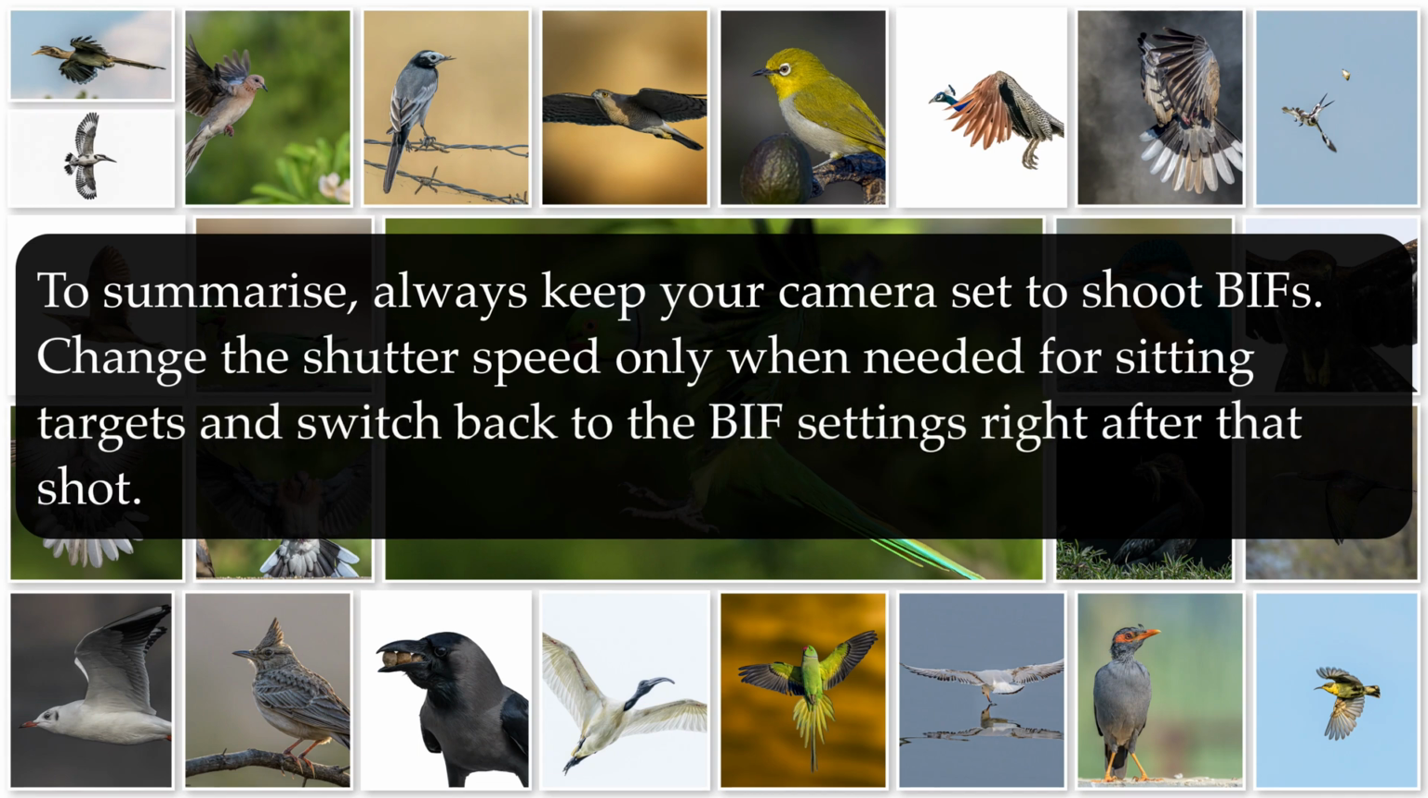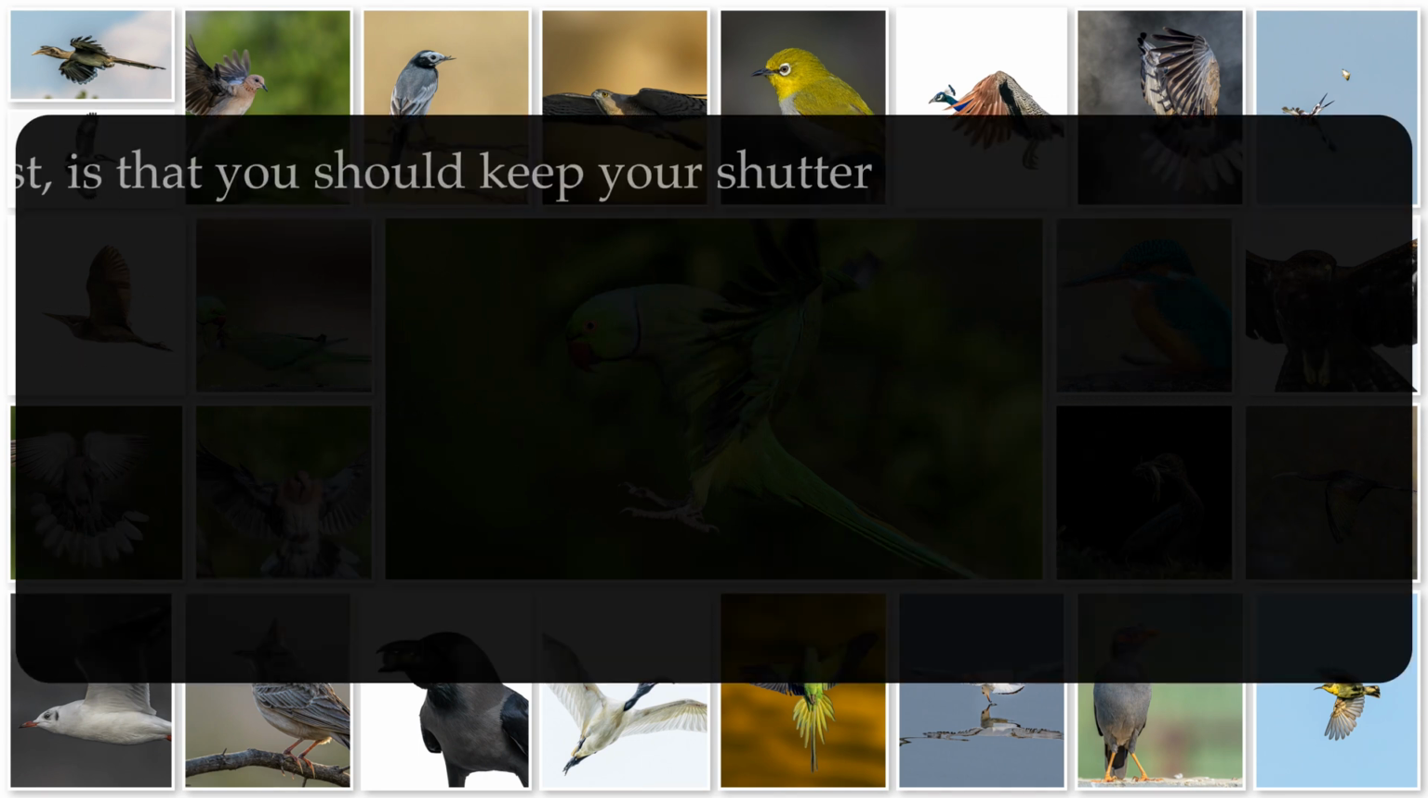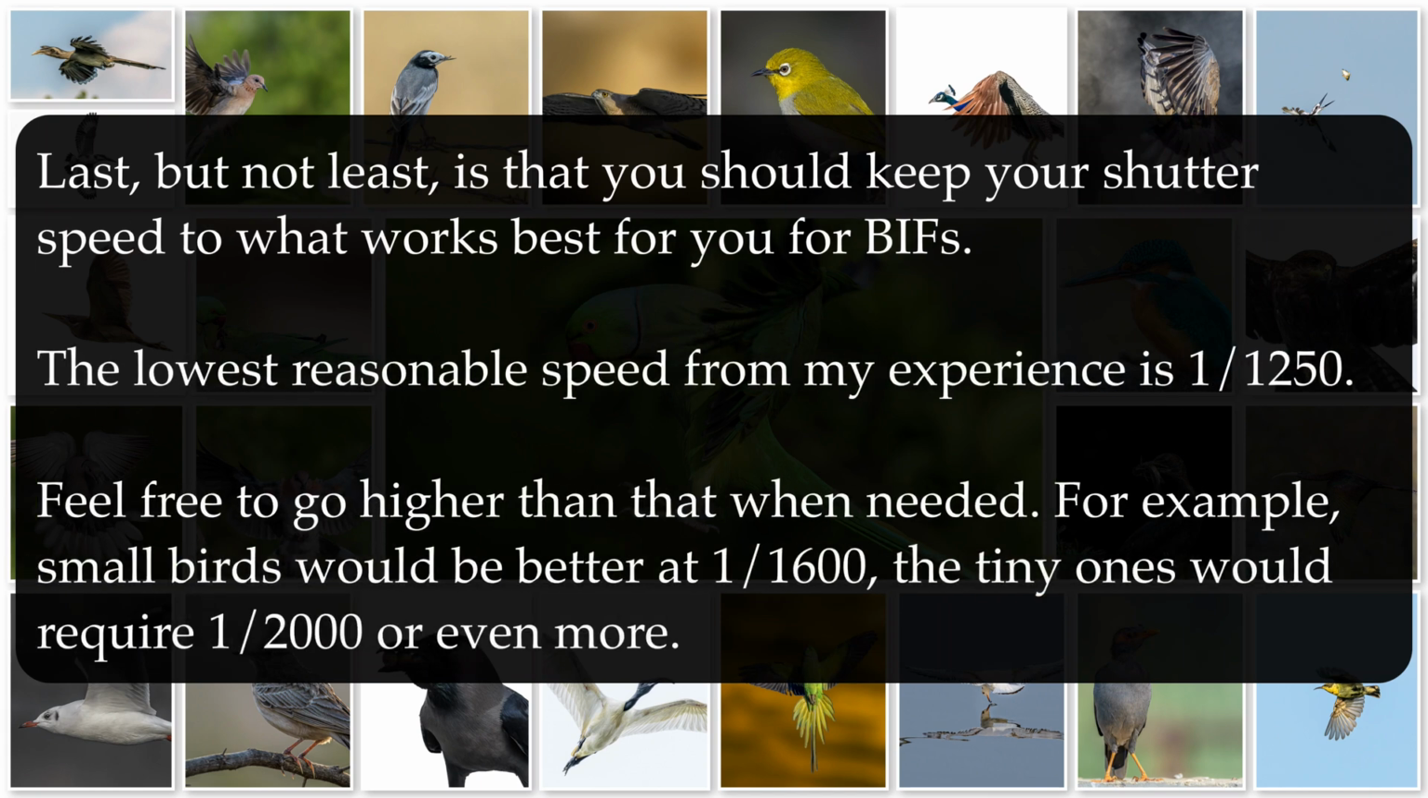To summarize, always keep your camera set to shoot BIFs. Change the shutter speed only when needed for sitting targets and switch back to BIF settings right after that shot. Last but not the least, you should keep your shutter speed to what works best for your BIFs. The lowest reasonable speed for my gear and my experience so far is a 1250th of a second. Feel free to go higher as and when needed. For example, small birds would require a 1600th, the tiny ones maybe even 2000th.